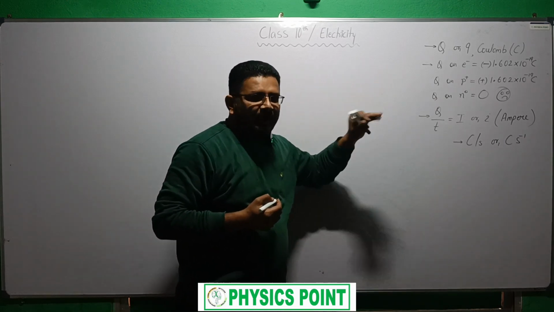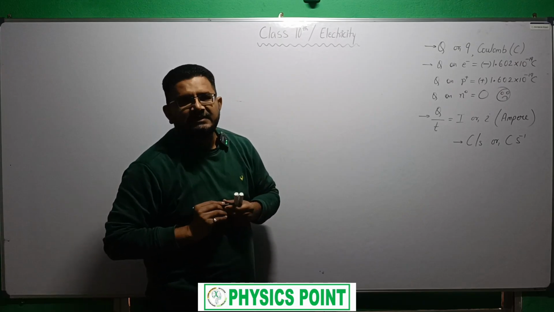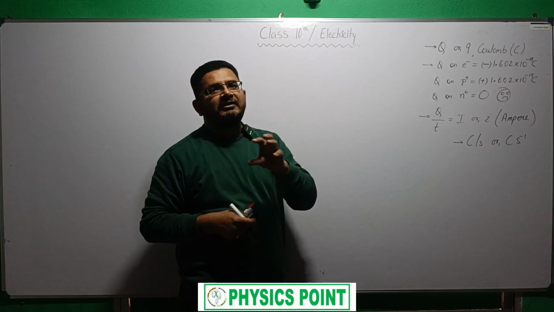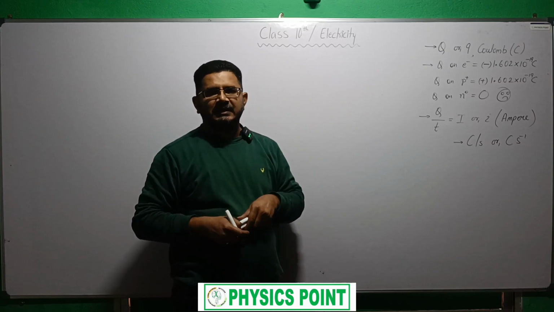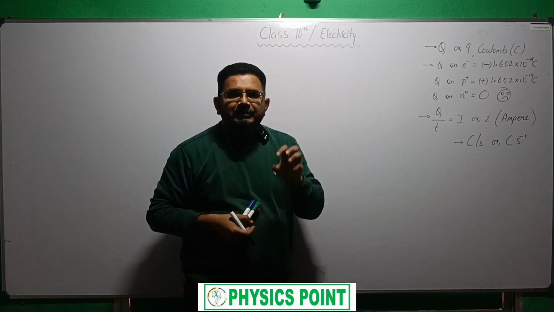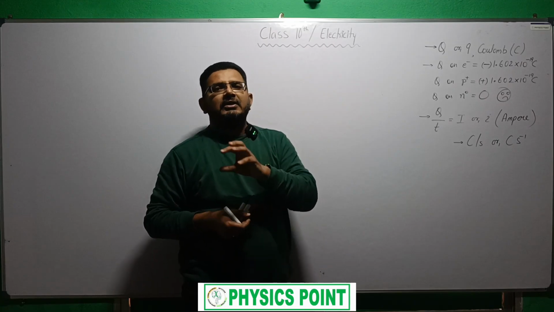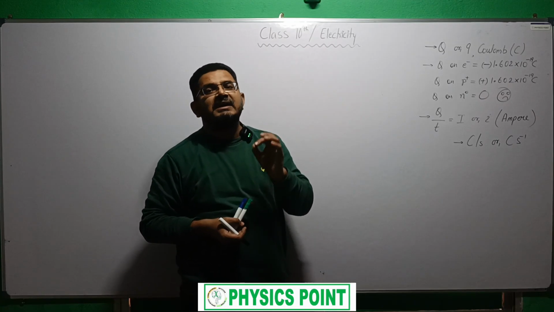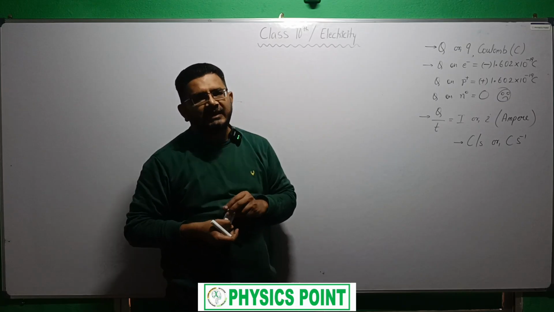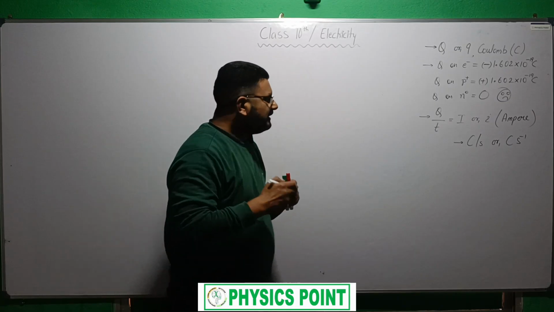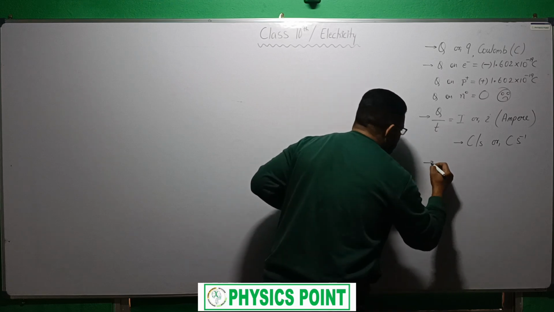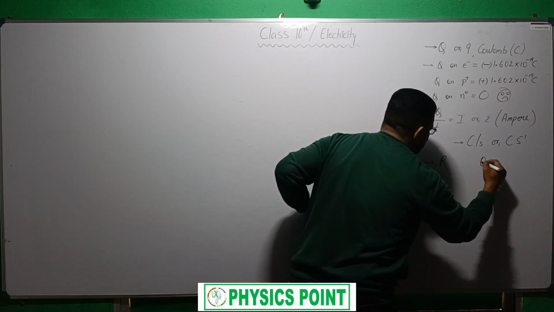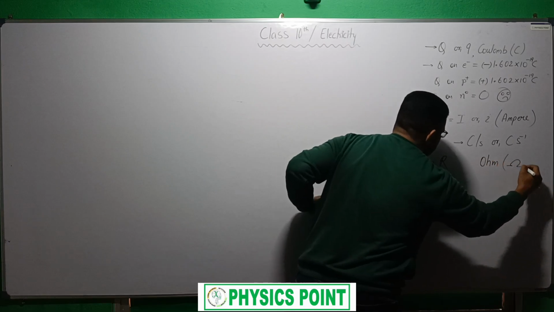Now, during flow of these charges through conducting materials, atoms of conductors oppose the free flow of electrons or charges through them. This property of opposing the free flow of electrons or charges through the conductors by the atoms of conductors is termed as resistance of the conductor, which is indicated by symbol capital R. Its unit is ohm, whose symbol is like this.